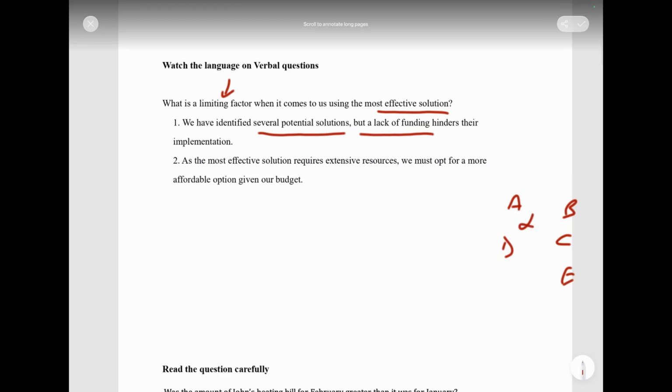Second statement says, as the most effective solution requires extensive resources, so most effective does come into the picture, we must opt for a more affordable option given our budget. And that is sufficient because one, we know we're talking about the most effective and we know the constraint is budget or resource availability. So B becomes your answer. But I'm absolutely sure this D will be a very, very popular answer for this question.